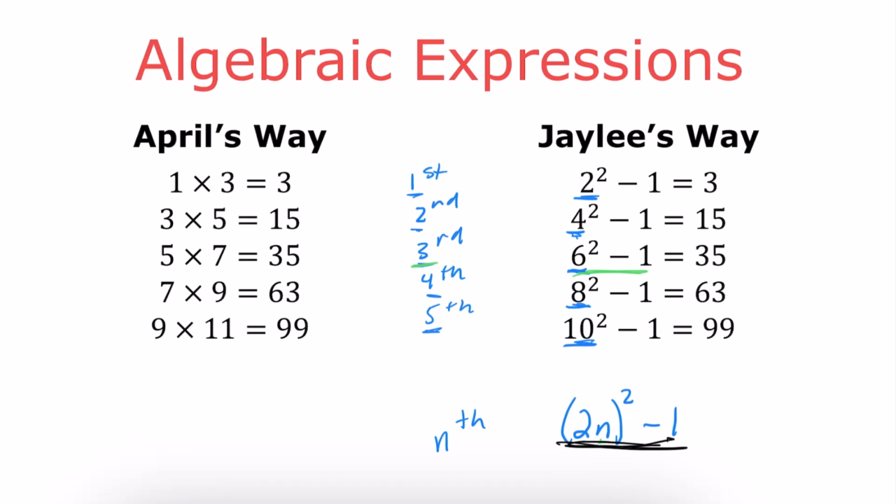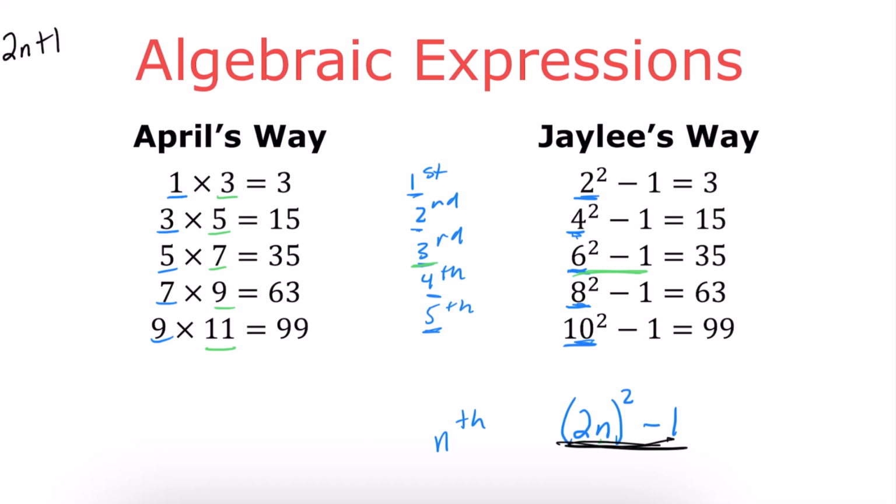Now, April's pattern is a little bit more challenging because her pattern has 2 numbers that are changing. You have these increasing odd numbers, and then you have the next odd number right after those numbers. So you have like two sets of increasing odd numbers. To write an equation for this, we need to think about the definition of an odd number. The definition of an odd number is that it's an integer, which often we represent with the letter n, times 2 plus 1.